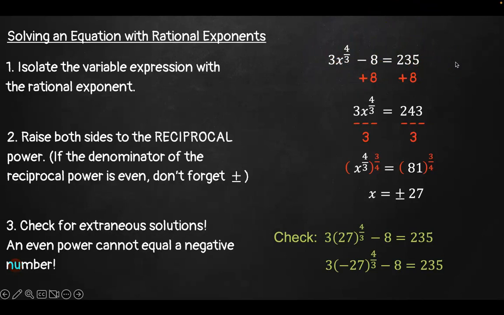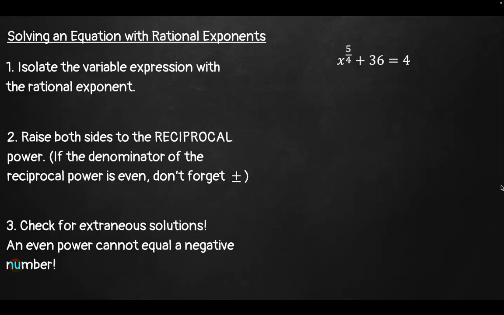So when I do that, I want to double check: does my left side really equal the right side? In this case, when I plug this in, I'm good. They both equal 235, so my answer is going to be both positive 27 as well as negative 27.